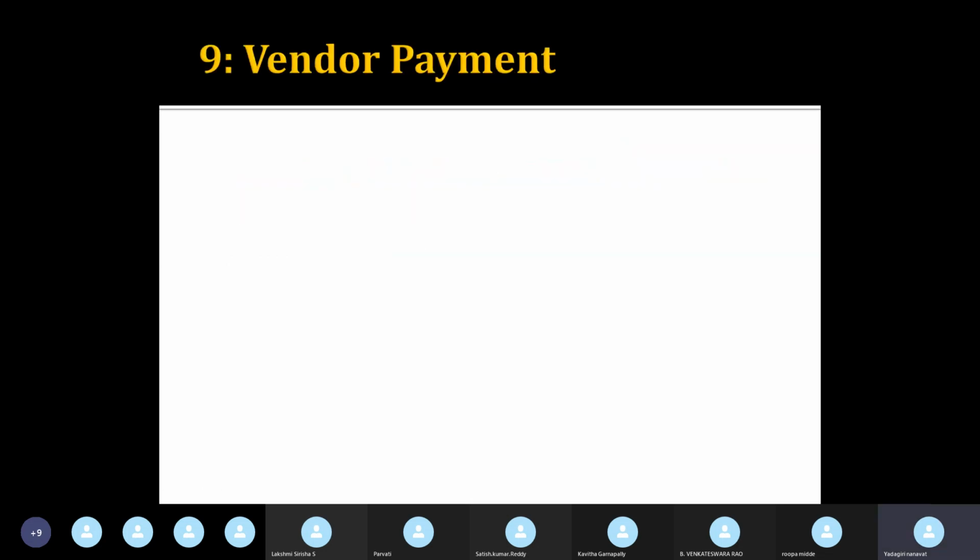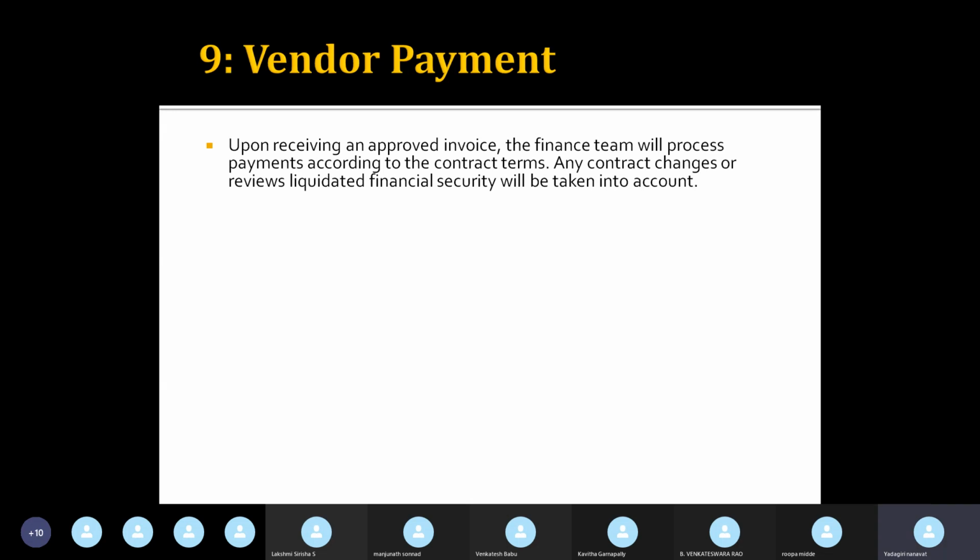Next is vendor payment, the last one. Upon receiving an approved invoice, the finance team will process payment according to the contract terms. Any contract changes or liquidated financial security will be taken into account.